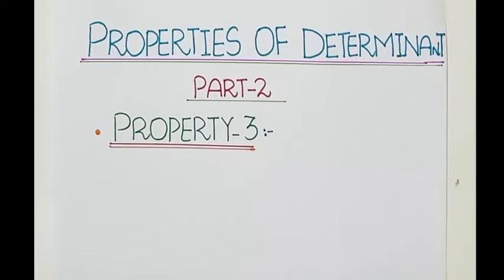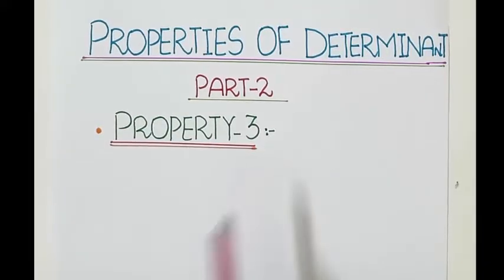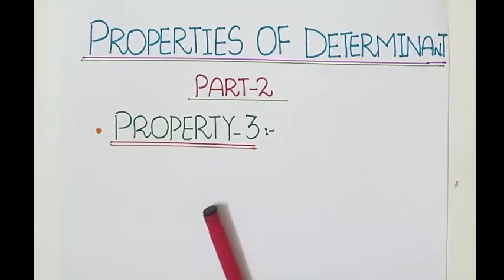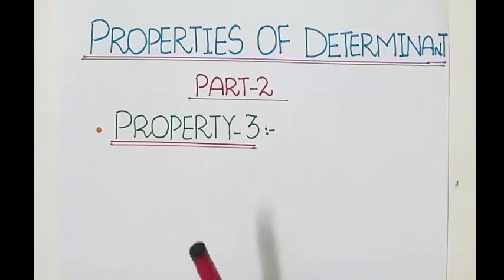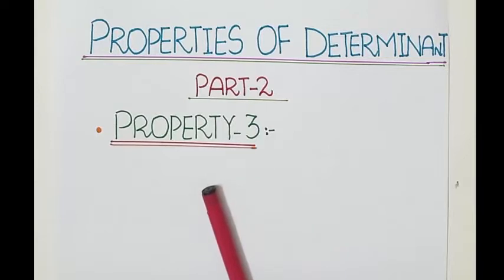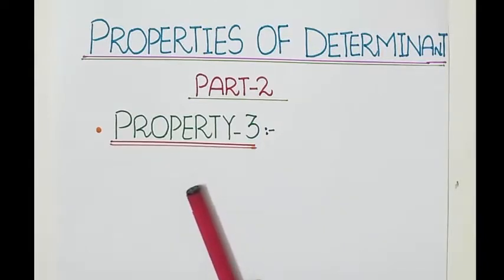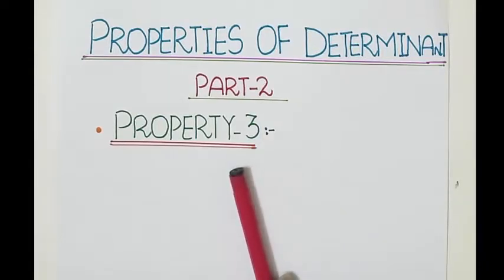So let's begin our lecture, which is properties of determinant part 2. This is the part 2. I have dropped the link of the part 1 in the description box. You can check it, in which we discussed property number 1 and property number 2. So let's revise. Property number 1 says, if the rows and columns of a determinant are interchanged, the value of determinant remained unchanged. Means if we take the transpose of a determinant, the value of the determinant remains unaffected. The property number 2 says, the value of a determinant changes sign if any two rows or columns are interchanged.